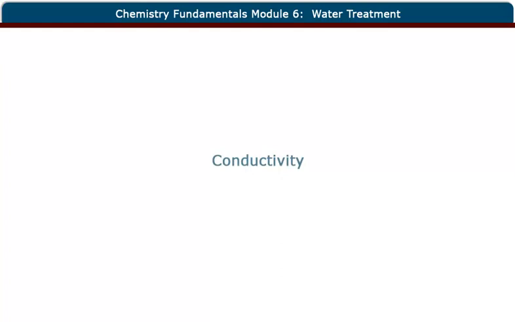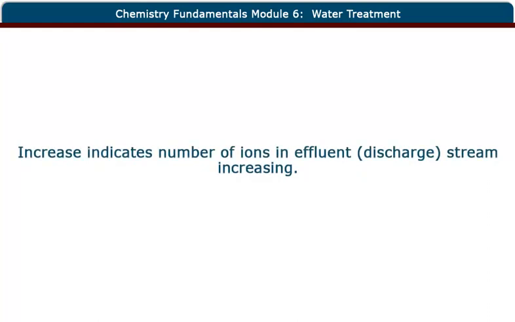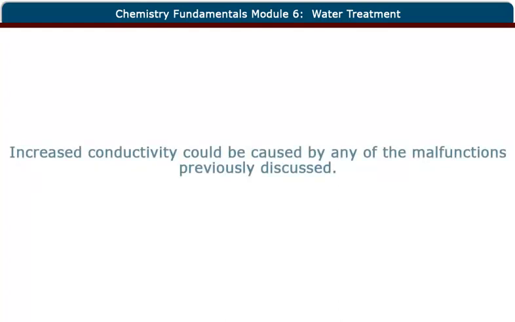The first one we'll talk about is conductivity. Now, pure water does not conduct electricity. It's the ions in the water that create the conductivity. So we have instruments that measure conductivity on a continuous basis. Any increase could indicate unwanted ions in the effluent stream and that the ion exchanger isn't doing its job. And as an operator, knowing all the possible malfunctions we discussed, you can then investigate why.